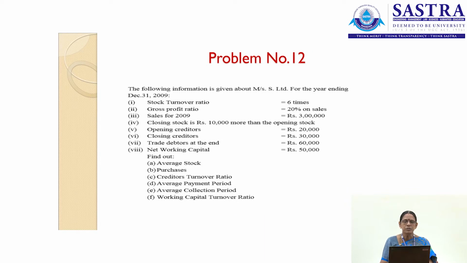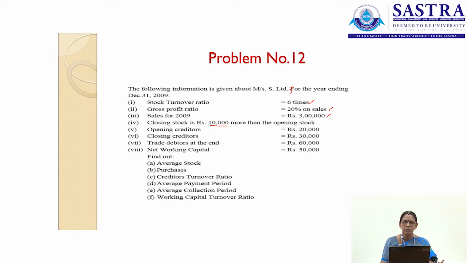The following information is given about Messrs. Yes Limited for the year ending 31st December 2009. Stock turnover ratio is 6 times. Gross profit ratio is 20% on sales. Sales for 2009 is 3 lakh rupees. Closing stock is 10,000 more than the opening stock.